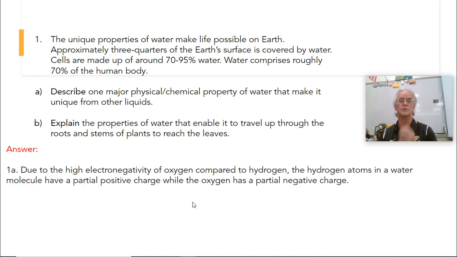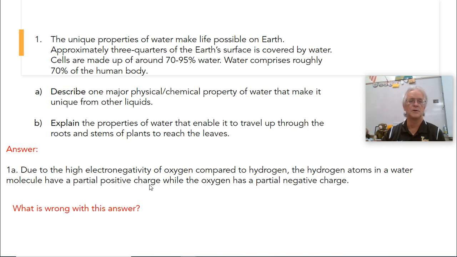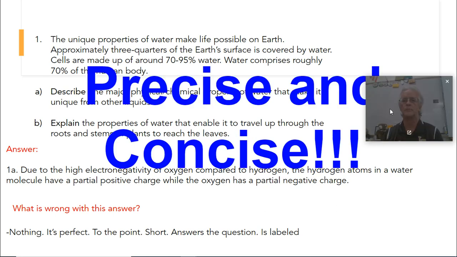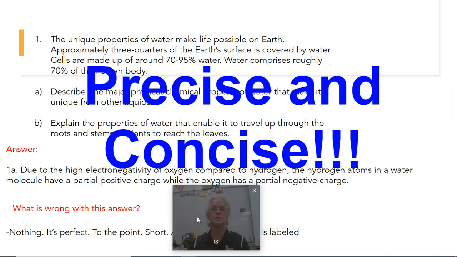Answer. Due to the high electronegativity of oxygen compared to hydrogen, the hydrogen atoms in a water molecule have a partially positive charge, while the oxygen has a partially negative charge. What's wrong with that one? Nothing. It's perfect, to the point, answers the question, and is labeled. The main thing you need to know is to be precise and be concise. Thank you, and I hope that was helpful.